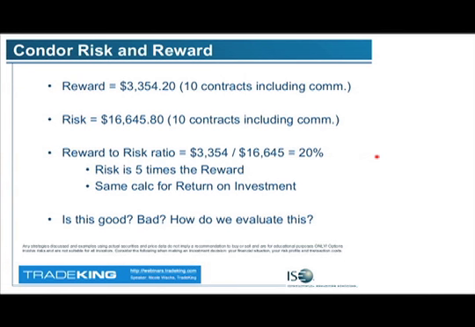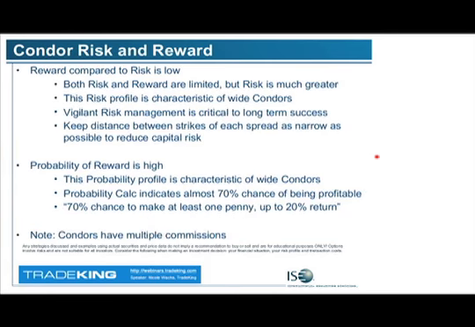But when you see the numbers of trying to make 3,000, potentially lose 16 or 17,000, that doesn't sound so great, okay? So how do we evaluate this? We're talking about the probability calculator. Probability calculator is saying there's a 69% chance that I'm going to make that 20%. Okay, that's how these all three items fit together.